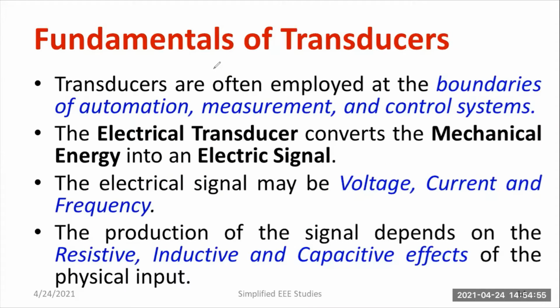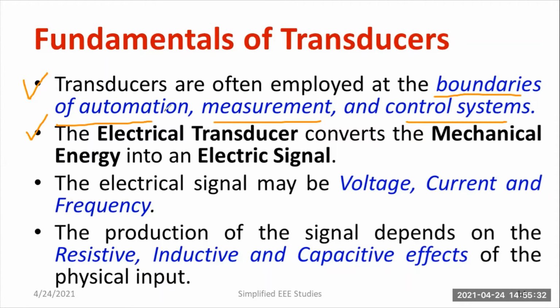Actually, we have to become familiar with a few more fundamental concepts on transducers. Usually, transducers are employed at the boundaries of automation, measurement units and control systems. Anyway, for a closed loop control system, we require a sensing unit. Okay, we have to measure the output. So the output has to be measured and given back to the input, as feedback. Okay, for the feedback path, we require one transducer. In the area of automation, it is highly unavoidable. And in measurement units also we require transducers.